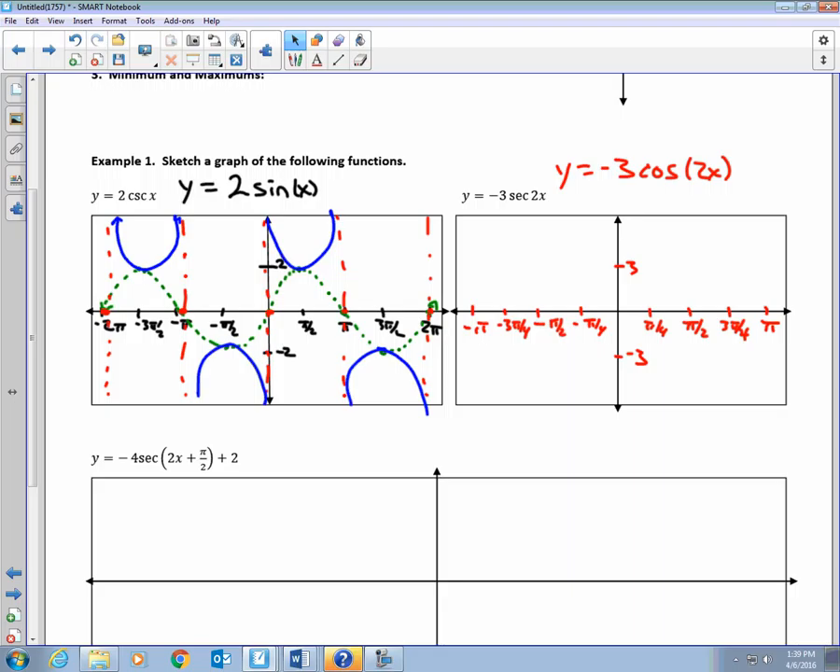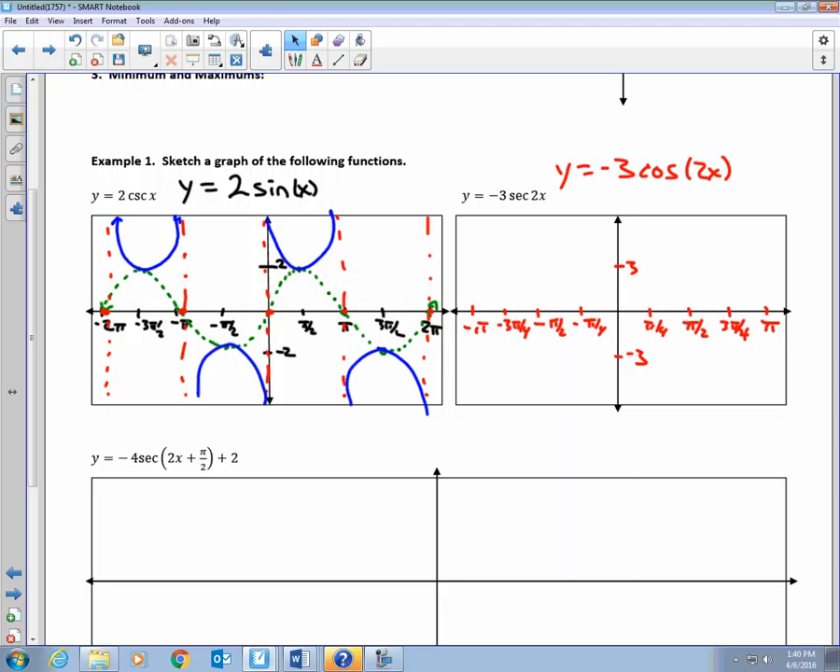Is there a horizontal or vertical shift here? No, there's not. So as I marked it off, half of pi is pi over 2. Half of pi over 2 is pi over 4. And then I counted 1 pi over 4, 2 pi over 4, 3 pi over 4. Good, yep. It's practice. There's no horizontal shift.